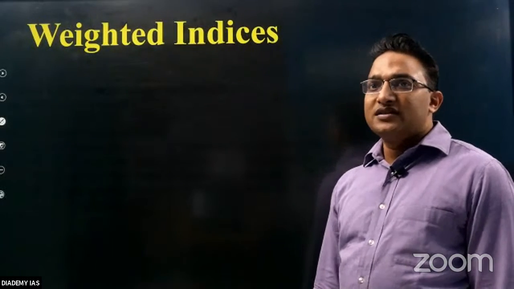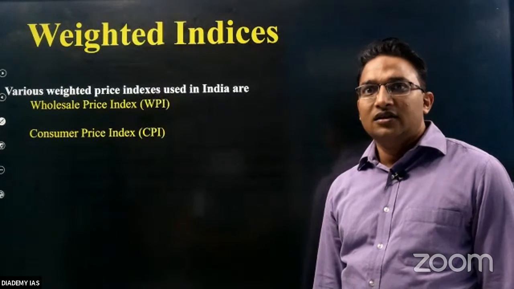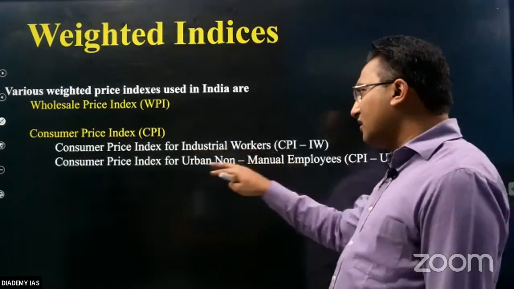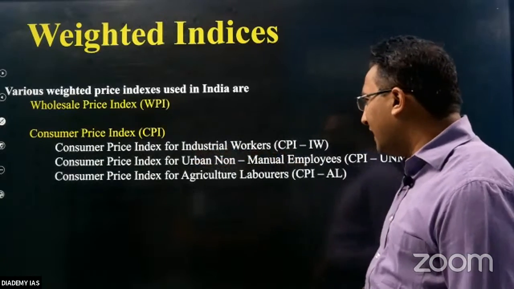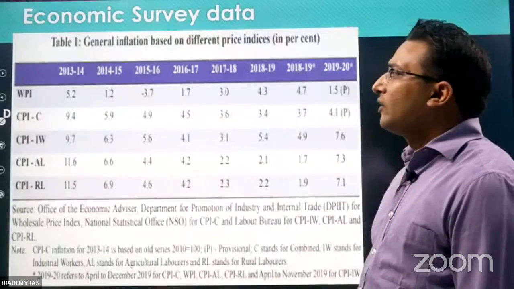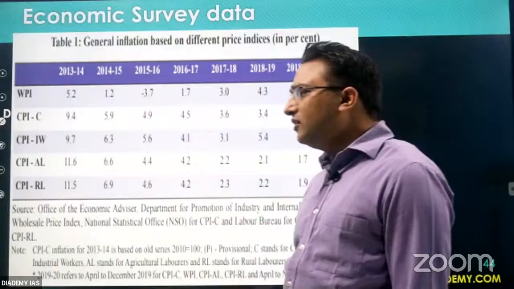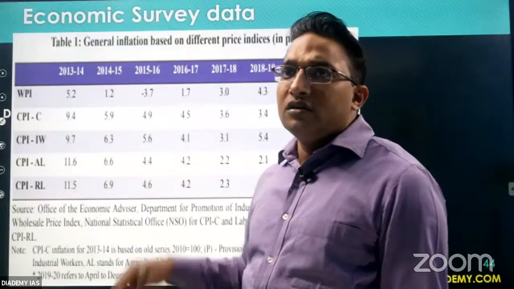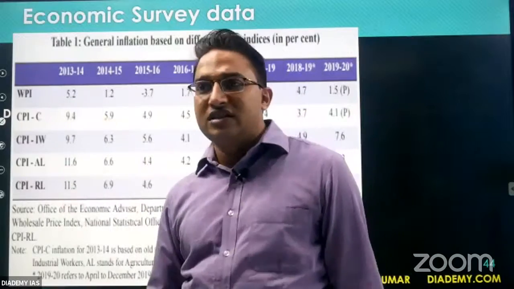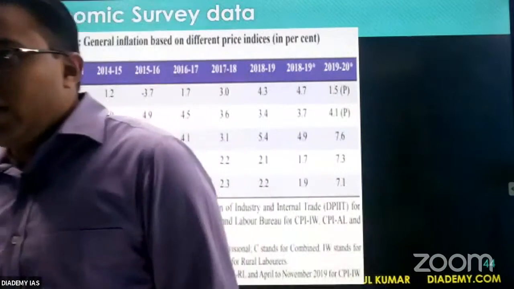Right now we will stop this session, and in the next session we will continue with these new indices: the wholesale price index, and inside this we will discuss industrial worker, non-manual employees, agricultural labor. All these things we will discuss in the next class, and this is important because recently there was news of a change in the base year of industrial worker CPI, right? So we will discuss that.